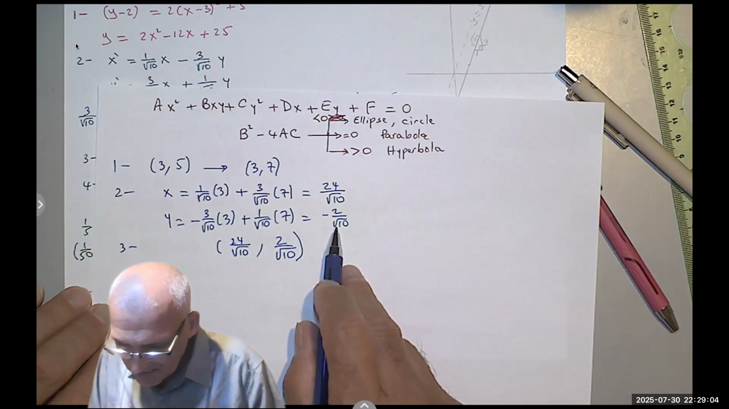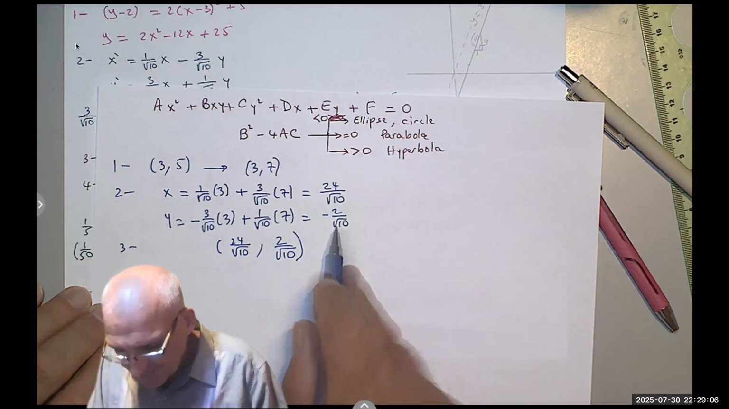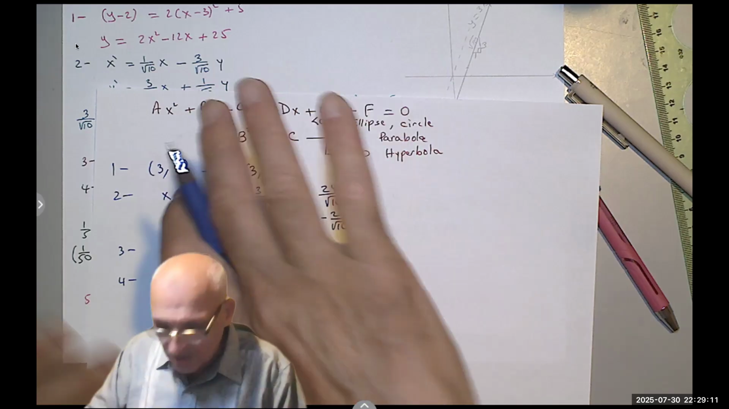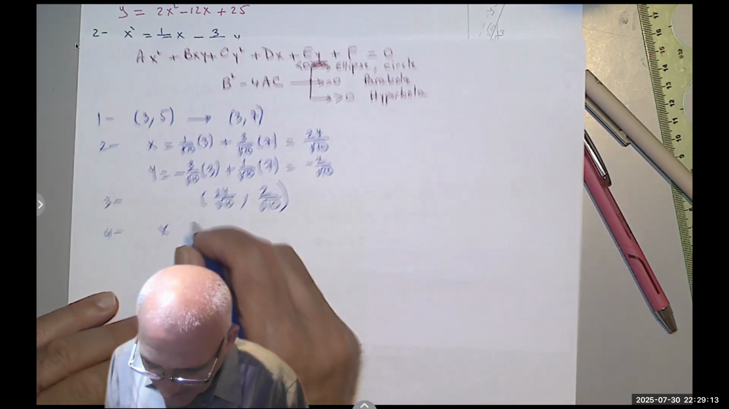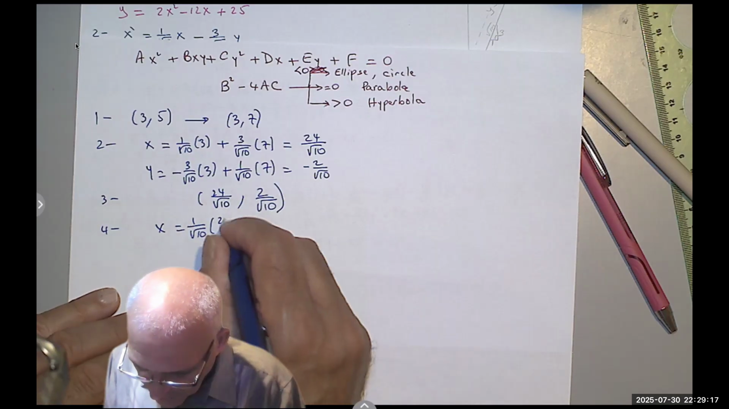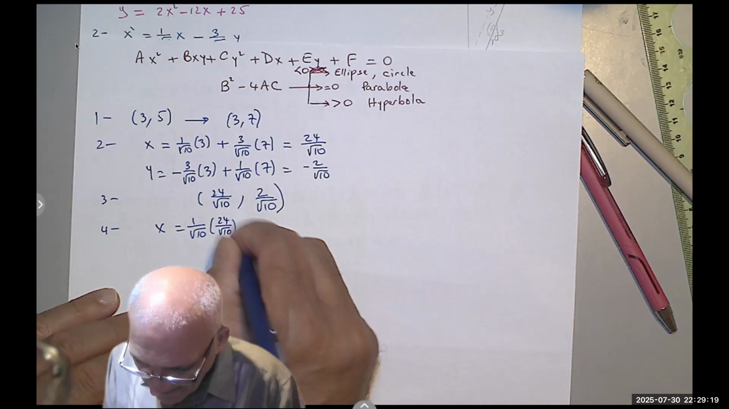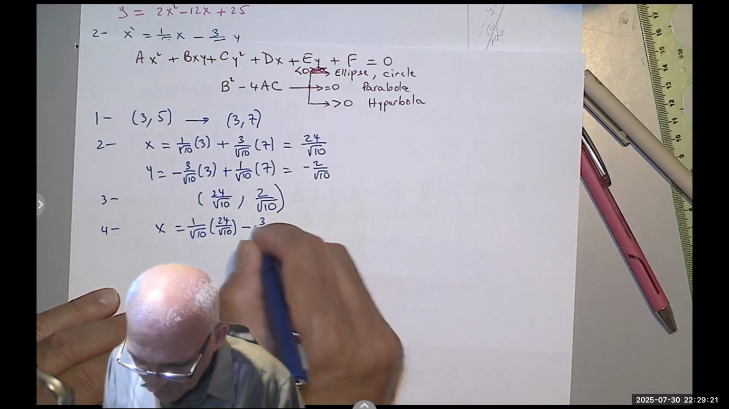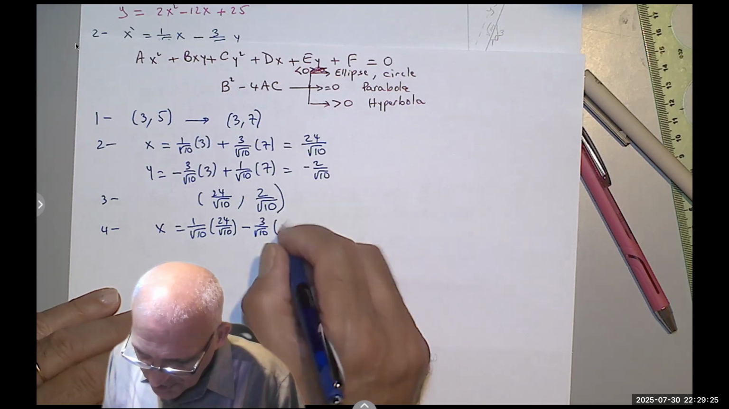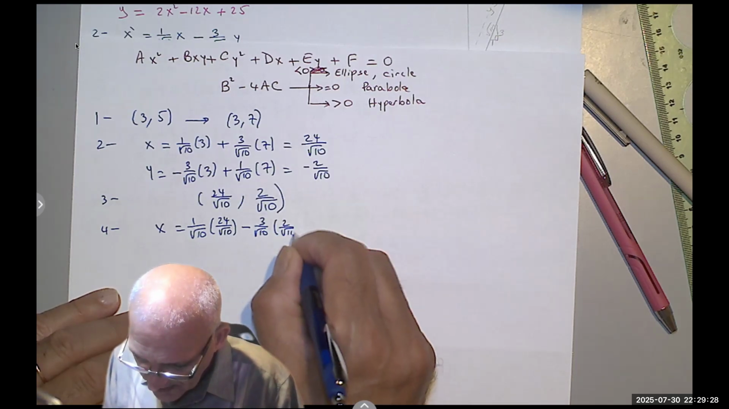I hope I didn't do anything wrong so far. We'll see. Step number 4, I'm going to rotate counterclockwise. So I'm going to say the new x equals 1 over root 10 times 24 over root 10, minus 3 over root 10 times 2 over root 10.